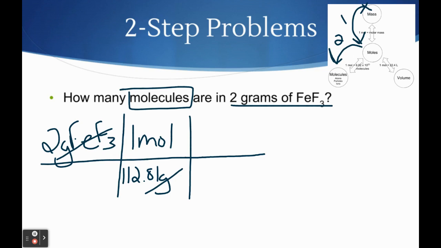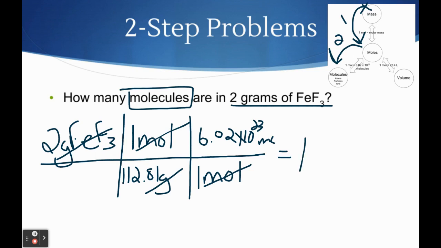We do that using Avogadro's number. So you put 1 mole on the bottom and Avogadro's number on the top. So now moles cancels out and we're at molecules, which is what we're looking for. So you do 2 times 1 times 6.02 times 10 to the 23rd divided by 112.81 times 1. And when you put that in your calculator, you should get 1.07 times 10 to the 22nd molecules of FeF3.